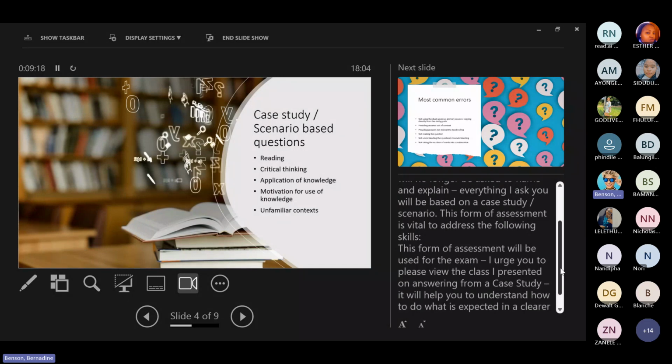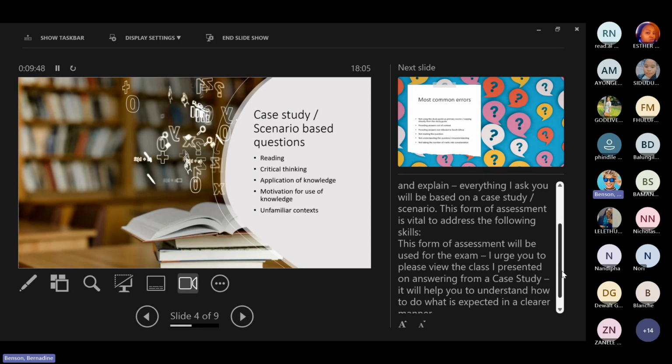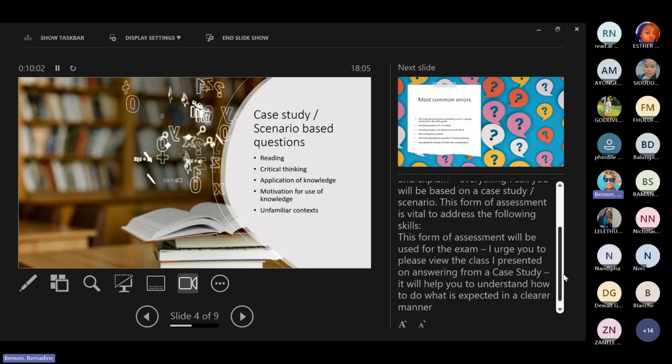This form of assessment is vital to address the following skills. It will help you in terms of reading. It will help you in developing your critical thinking skills. It also shows me, the marker, whether you are able to take the information from the study guide, apply it to the case study, and make the correct analysis thereof. You are also able to motivate for the use of the knowledge that you are giving, and apply this knowledge that you have gained in an unfamiliar context.